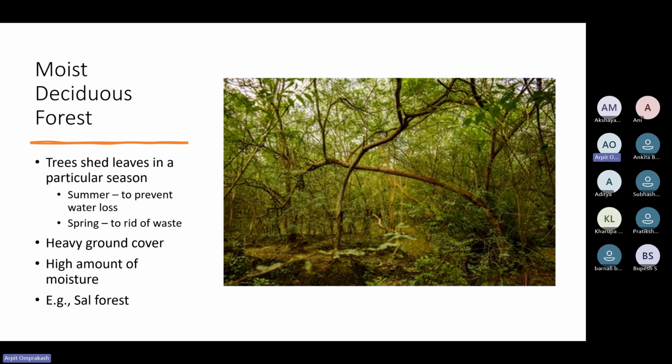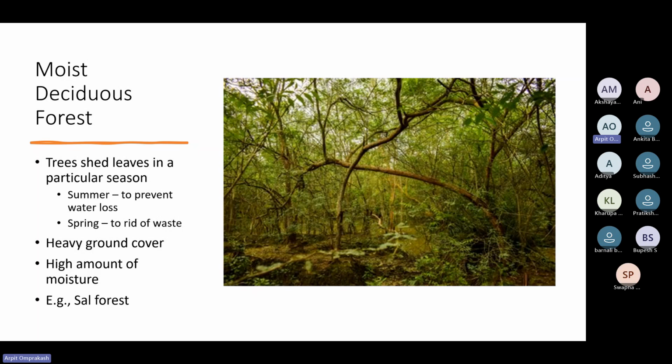So trees, some species of trees might shed their leaves in summer to prevent loss of water due to transpiration. But some other species might also shed their leaves during spring. So what they do is they basically deposit all the waste matter in the leaves, and then during spring these leaves fall off. Due to this shedding of leaves, there's a heavy ground cover present in this area. And also due to rains, there's a lot of moisture present. That's why they are known as moist deciduous forests. Examples of these would be sal forests.